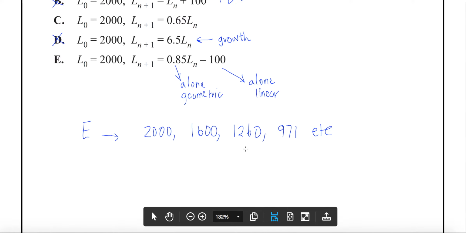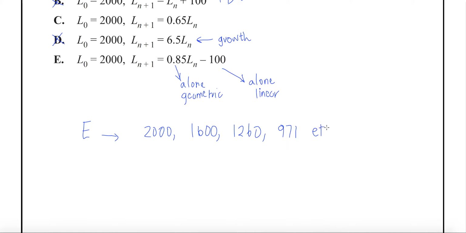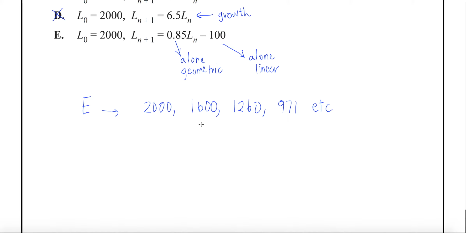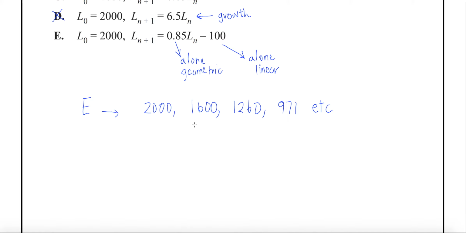So the thing about this is, if you have a look at these terms here, think about a common difference. Do we have a common difference here? Well, this is a difference of 400, but then this is a difference of less than 400. So there's no common difference. It's not linear.